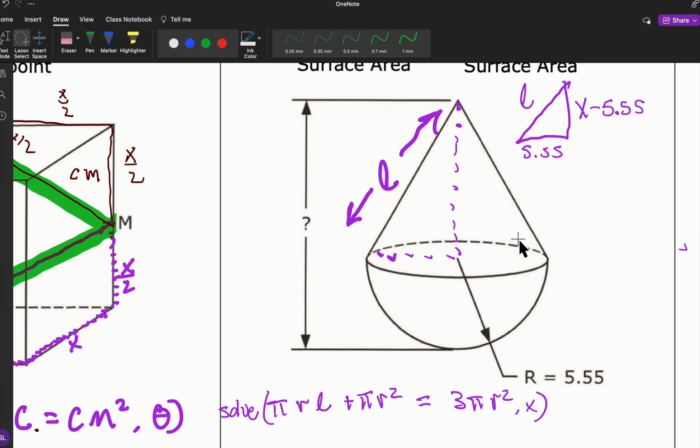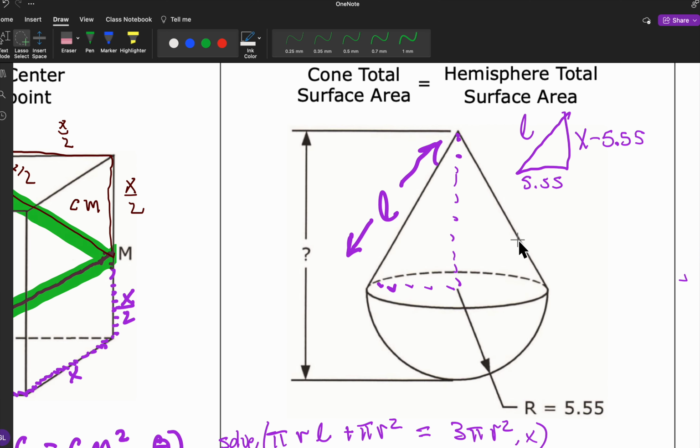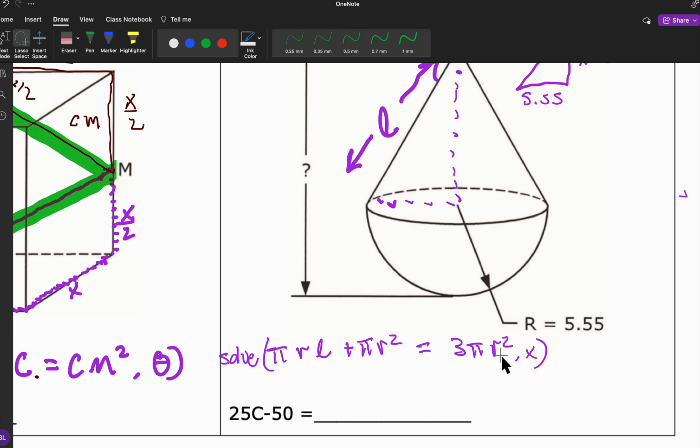The total surface area of a hemisphere is going to be 3 pi r squared, because it's half the outer surface area of the sphere, which is normally 4 pi r squared. Cut that in half, 2 pi r squared, plus that circular area at the base, so 3 pi r squared. Throw that into your solver, and then you've got it.